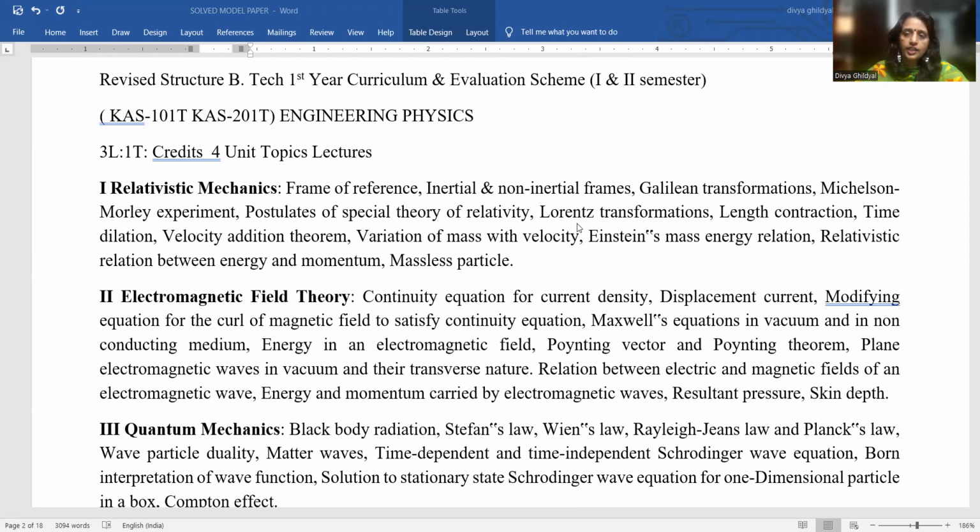Length contraction: L equal to L naught upon under root 1 minus v square by c square. T equal to del t upon under root 1 minus v square by c square. Variation of mass with velocity: m equal to m naught upon under root 1 minus v square by c square. Einstein's mass energy equation: E equal to mc square.